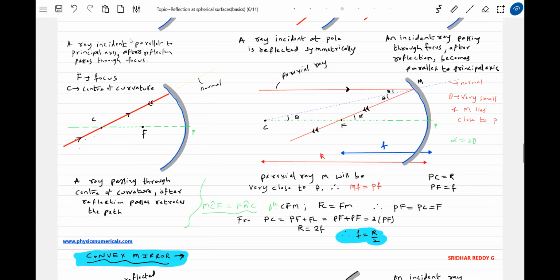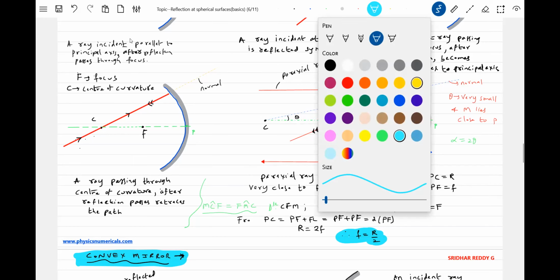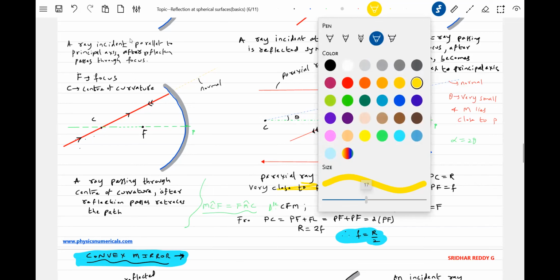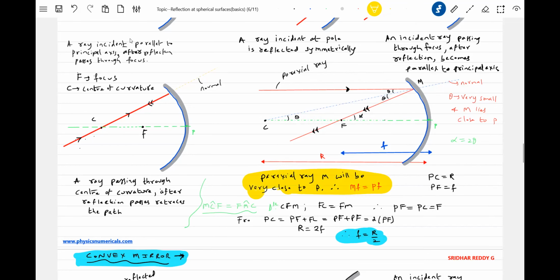Any reason for that? Because of the paraxial condition, which is very important. Because of that paraxial condition, I'm able to write that. Let me shade that. The incident ray is paraxial, so therefore M will be very close to the P. So the distance you measure, MF, should become equal to PF. That's the one condition you put in.